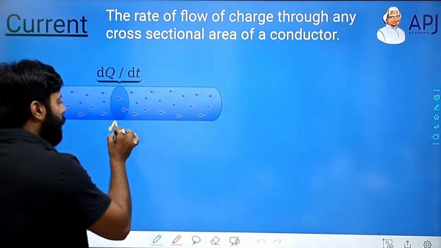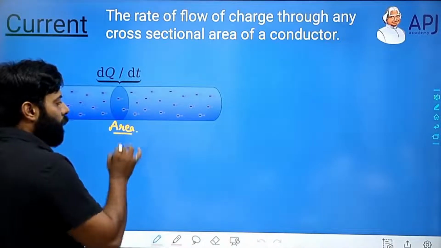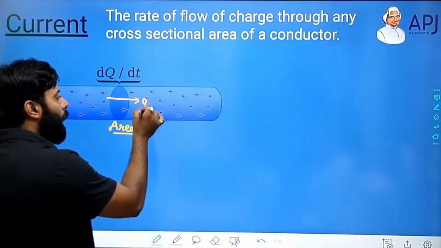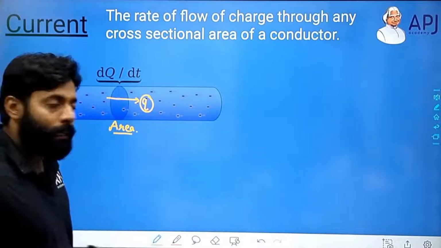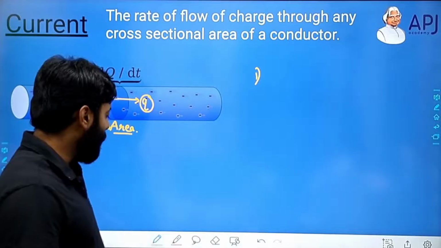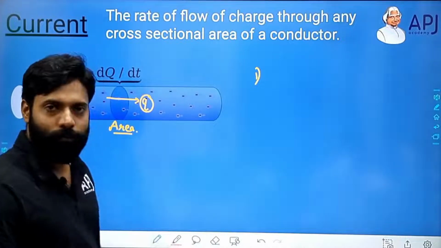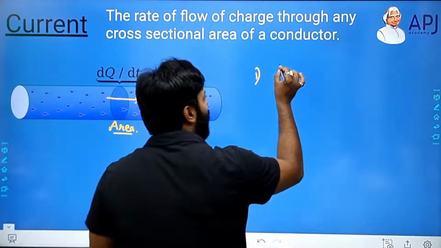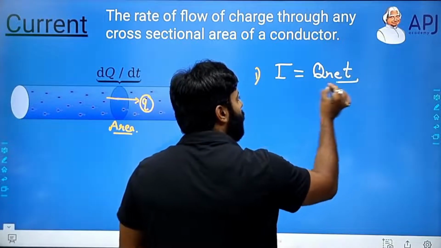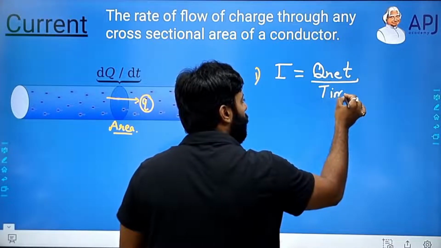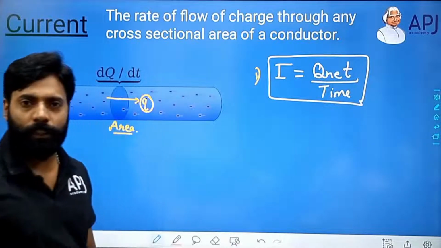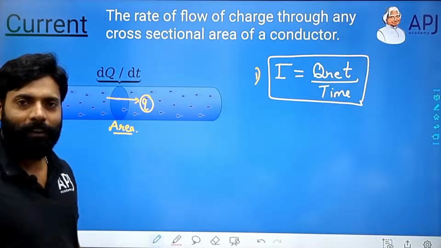So I can say that current can be defined using a cross-sectional area, and through that cross-sectional area you have to identify how many charges are flowing through it. And current is defined as, I'm giving you multiple definitions because any definition you have to use, right? The first thing is I equals Q net divided by total time. This is the first definition which we have to use, and this is the basic definition which anyone can get.